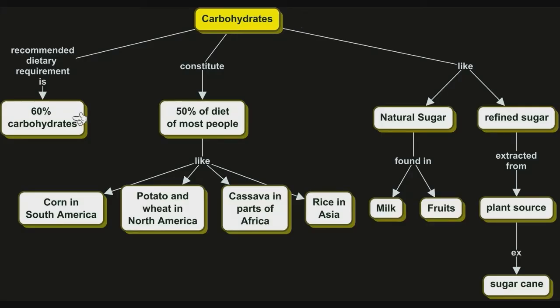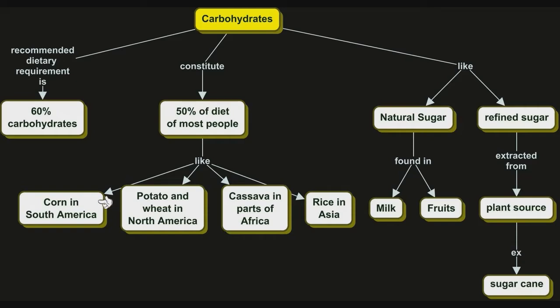Carbohydrates. We are required to have at least 60% of carbohydrates in our diet. That is why 50% of the diet of most people in the world constitutes carbohydrates. Carbohydrates are found in different forms.